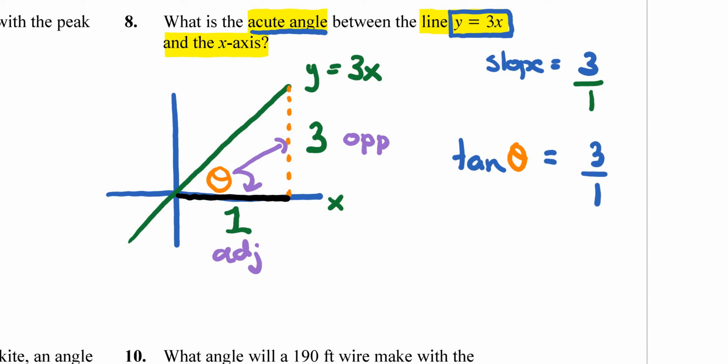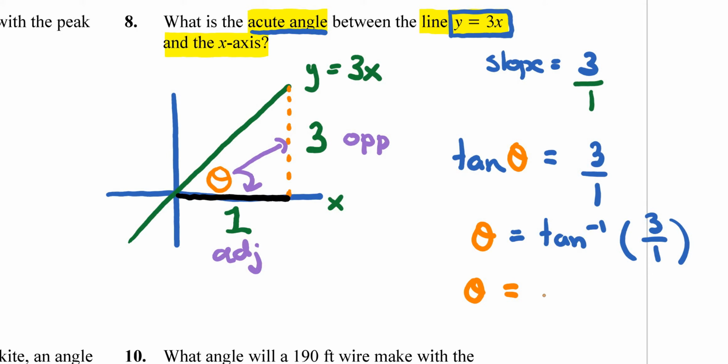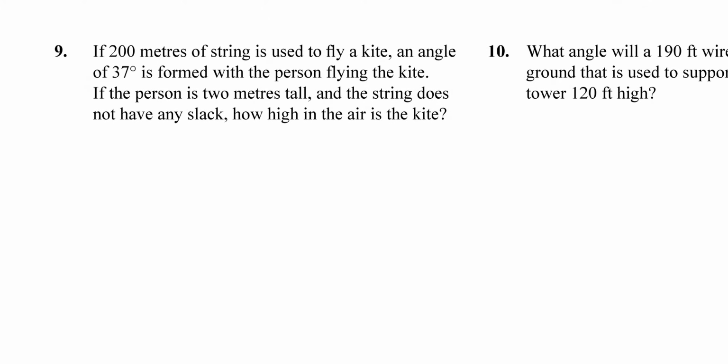And this is going to equal the ratio of the opposite over the adjacent, so this is 3 over 1. Now, if you want to get theta, you would do the inverse of tan, so it would be tan inverse, and on your calculator you would input 3 over 1, or just 3. Once you hit equal, the angle you should get is about 71.6 degrees. And that's how you do question number 8. Okay, moving on to question number 9.